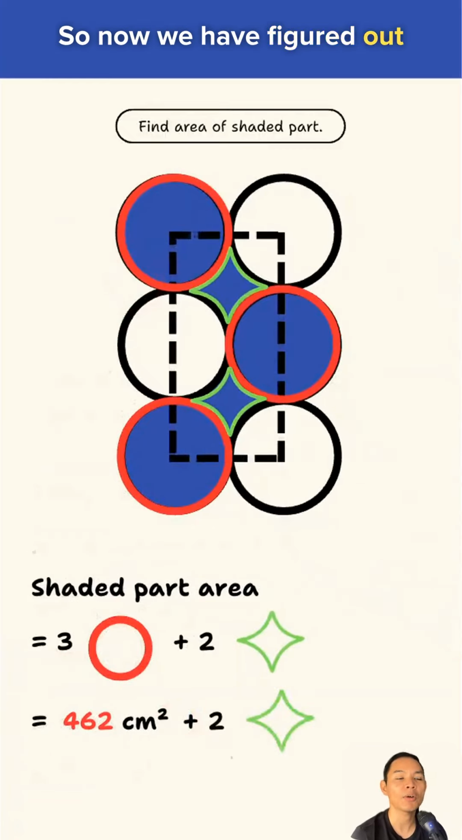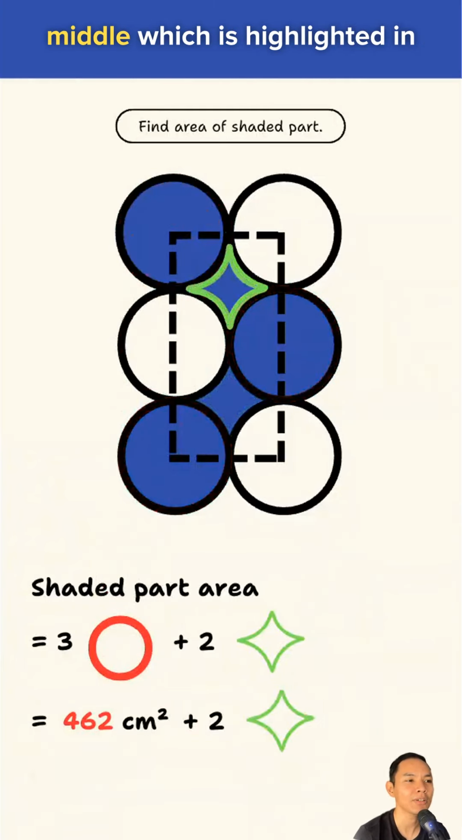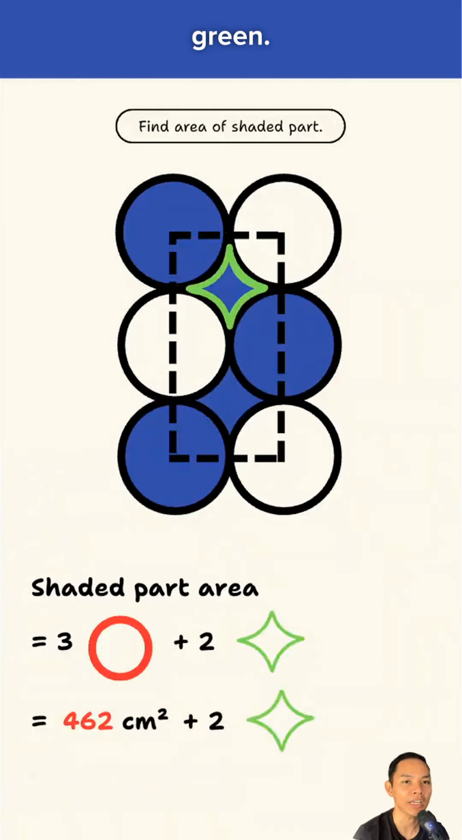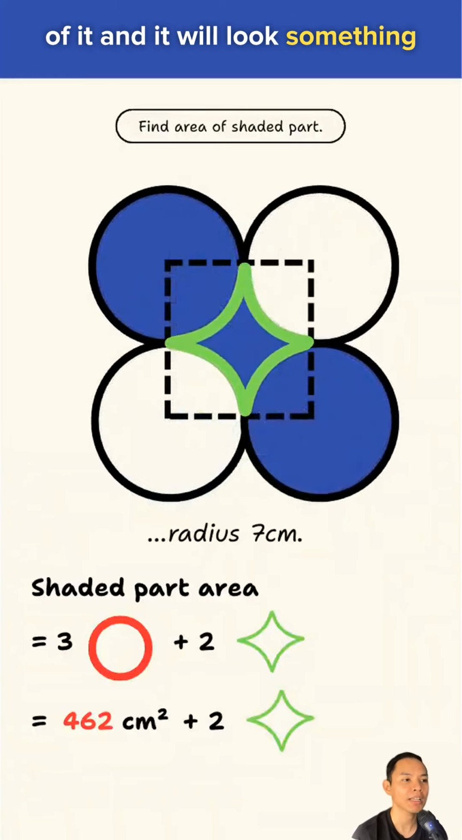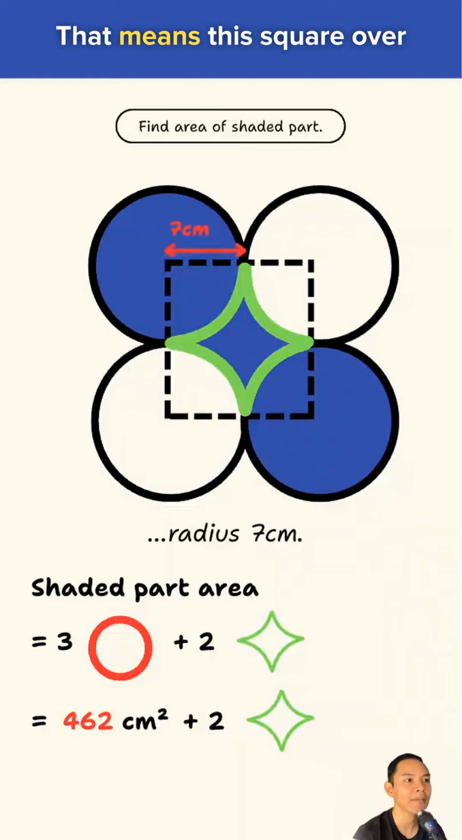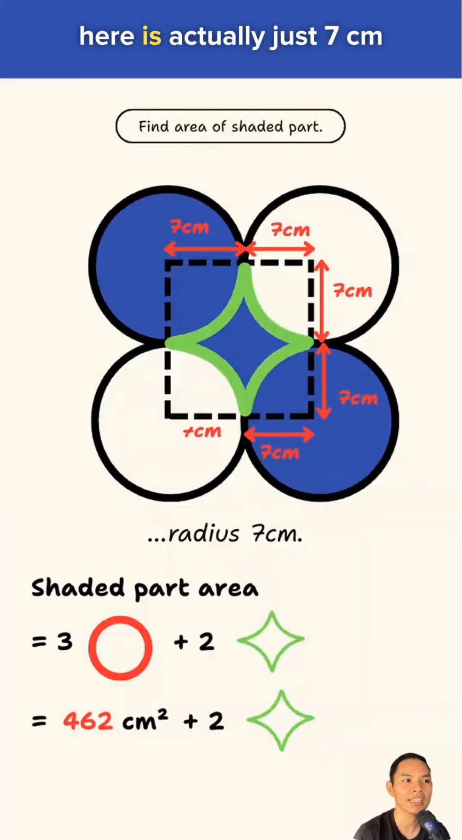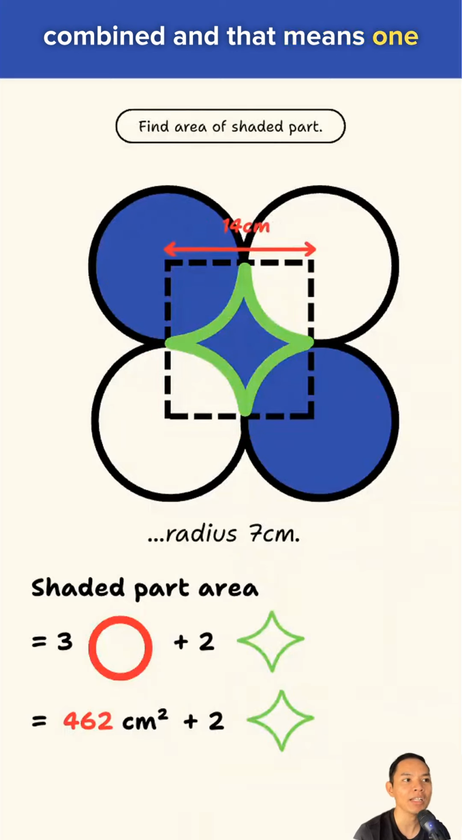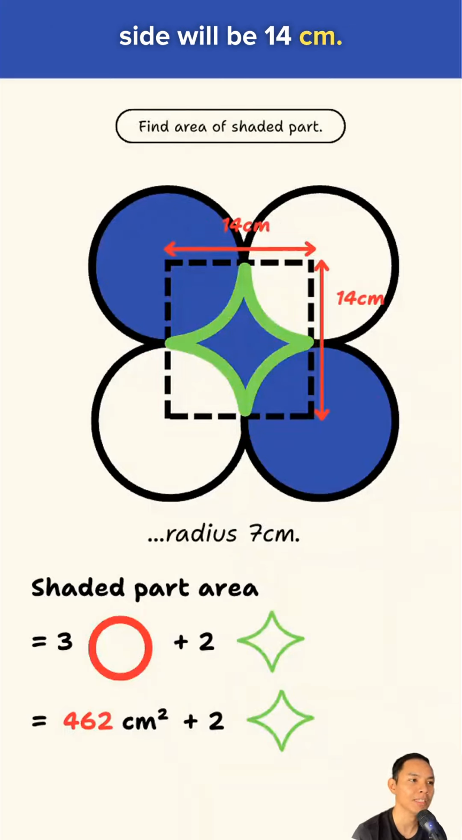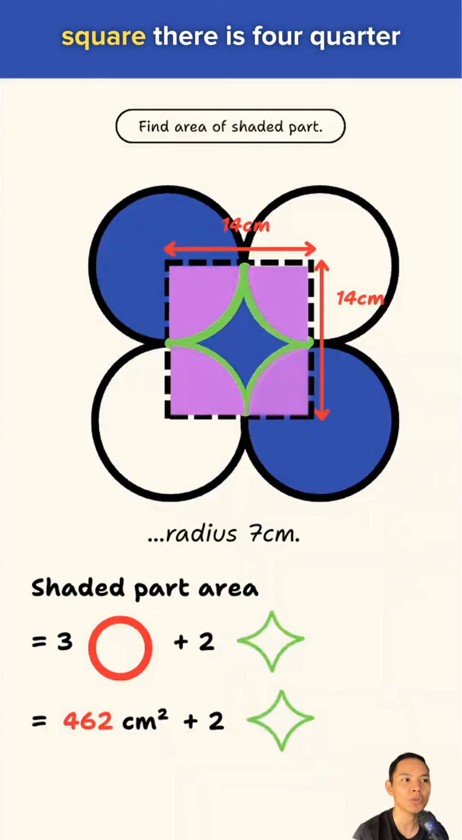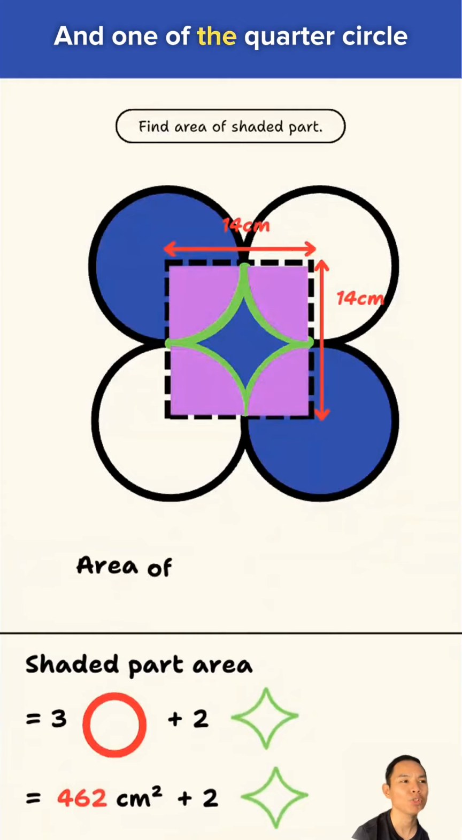So now we have figured out the first part, which is the 3 circles. The second part is in the middle, which is highlighted in green. So let's just focus on one part of it, and it will look something like this. We also know that the radius is 7 centimeters. That means this square over here is 7 centimeters combined, and that means one side will be 14 centimeters.